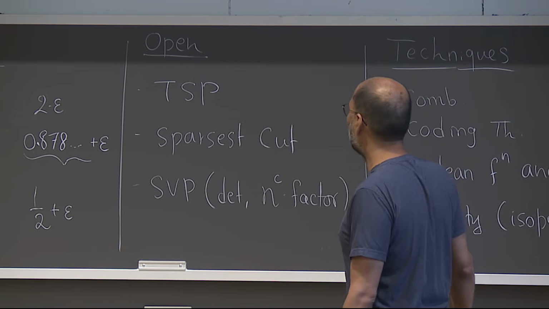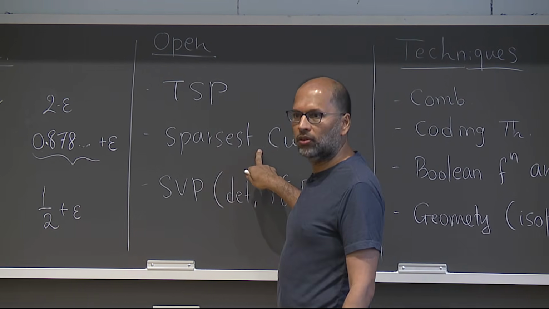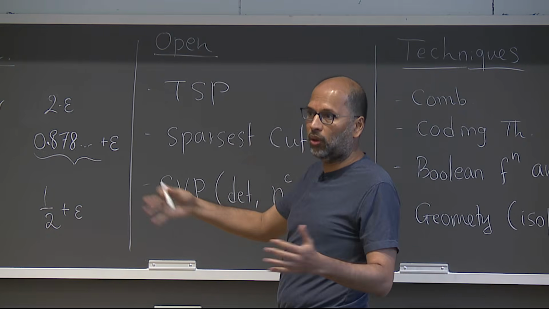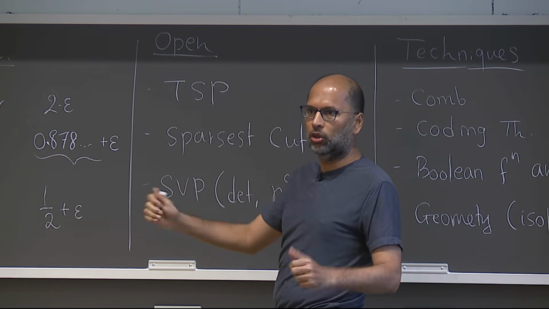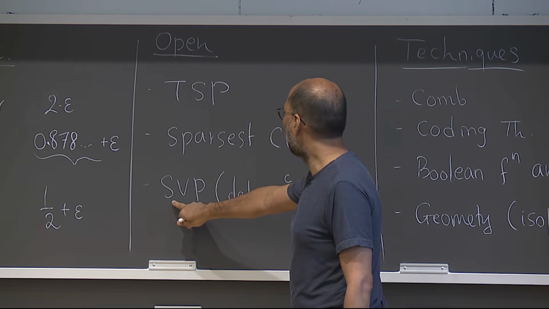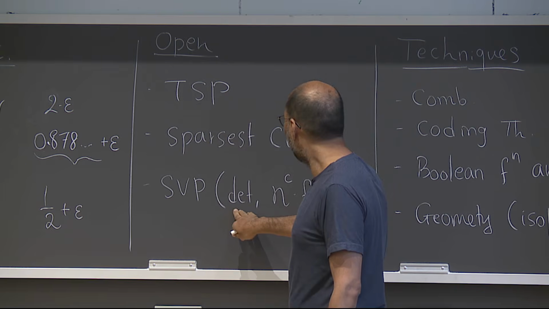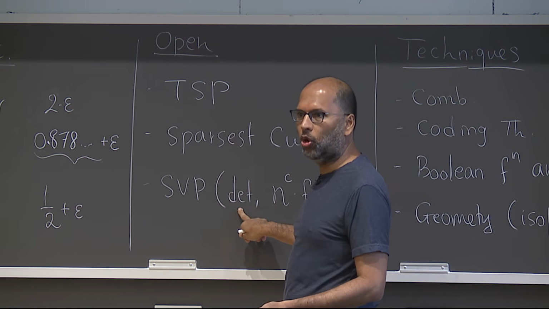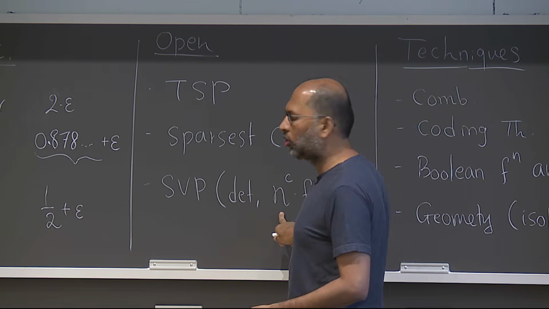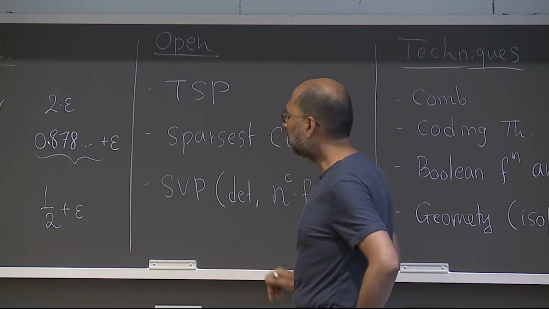And there are many questions open. For example, the metric version of TSP, sparsest cut, which is cutting a graph into 2 roughly equal parts so as to minimize the number of edges crossing between the 2 parts. There is the shortest vector problem in lattices. Specifically, to get a reduction for this problem which is deterministic, that's still open. Or get factors which are polynomial in the size of the dimension. That's also open and a great open problem. There are many.